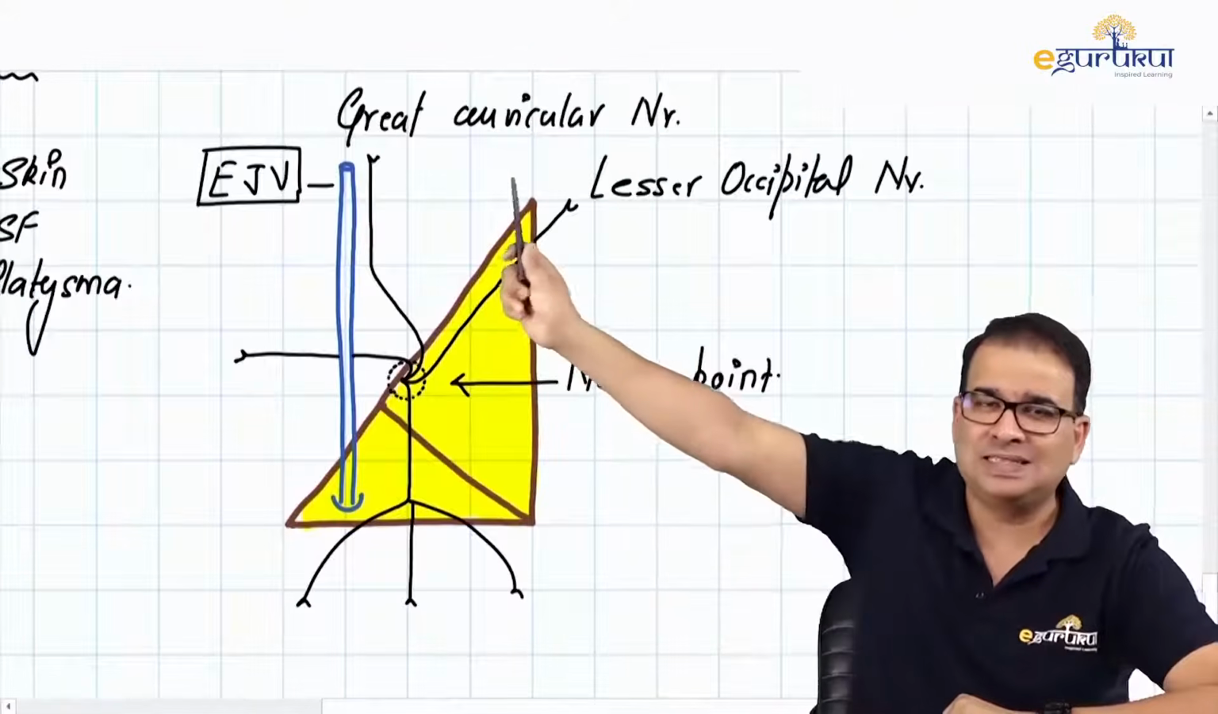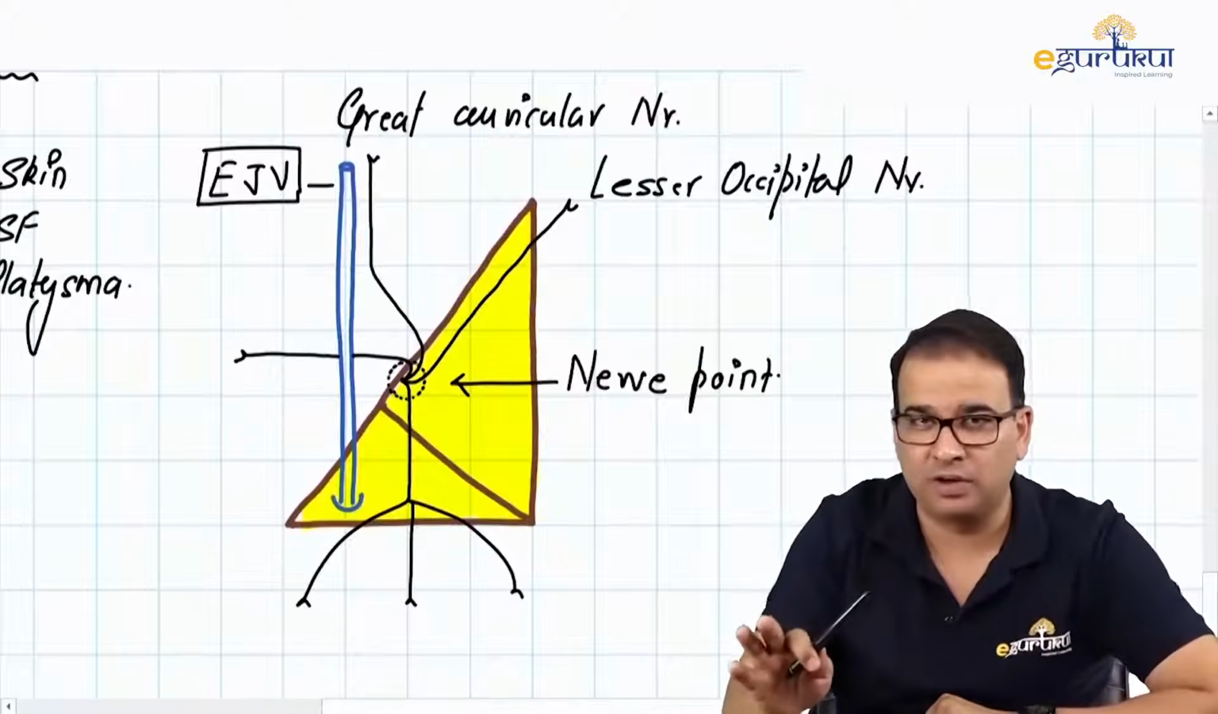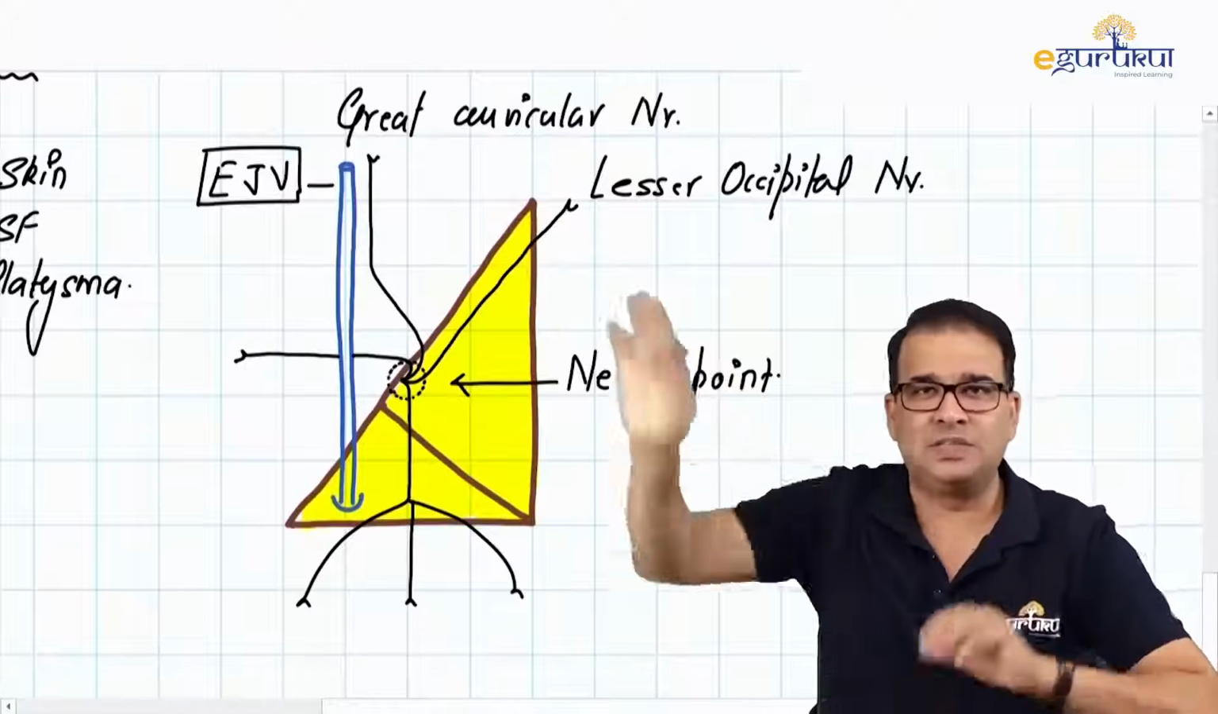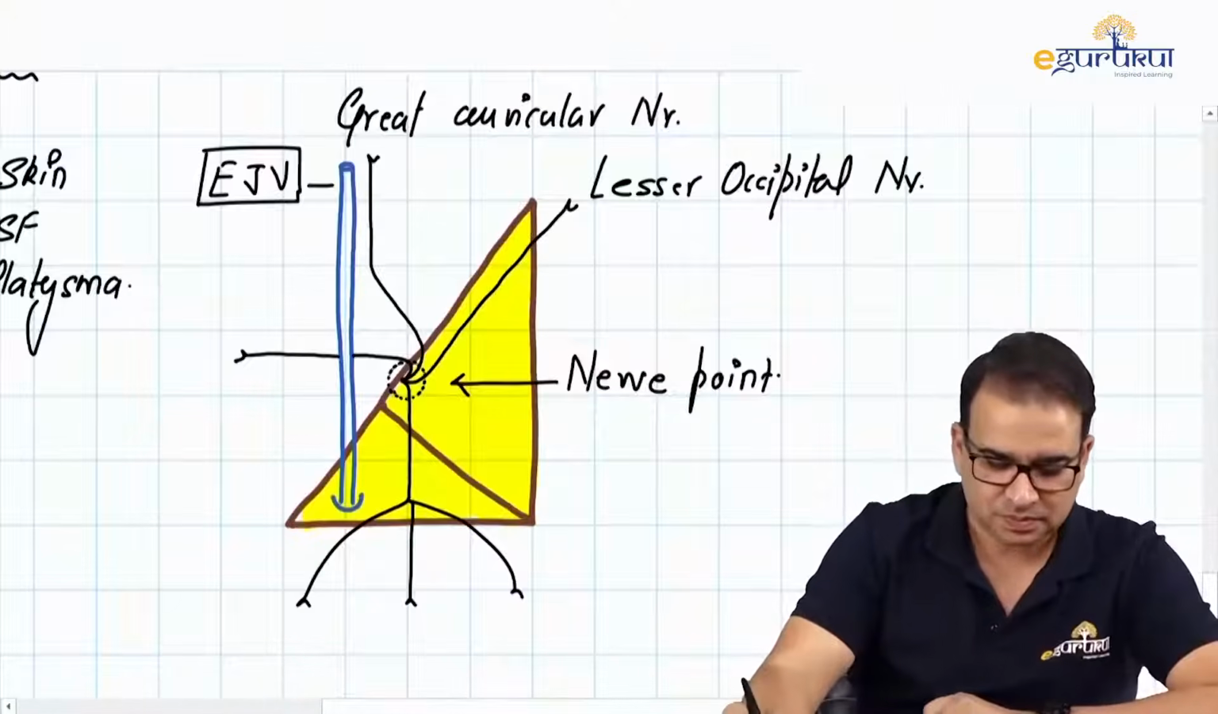Great auricular nerve. And please be careful, guys. It is great auricular nerve and not greater auricular nerve. We have lesser occipital and greater occipital. This auricular is one only. We simply call it great auricular nerve.